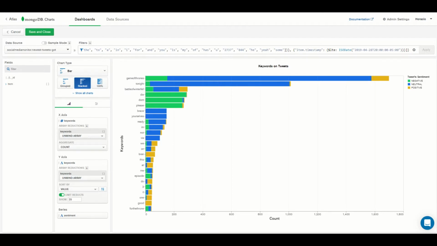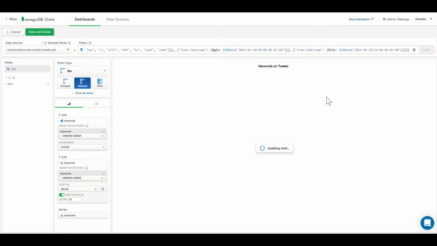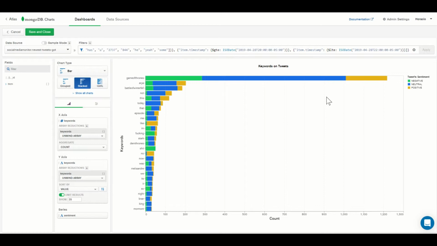So we can see what the people were saying during the episode. It's between 8 and 10, something like that. If we see the results, MongoDB just filtered that, and people are talking about Arya, Melisandre, Bran, the episode, today, not. And well, there are some other words, like people suffering, and I understand them. Of course, negative.